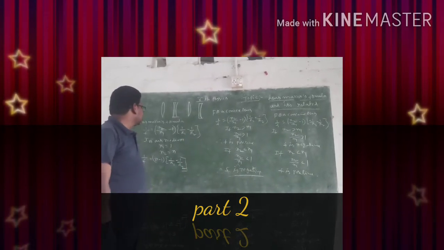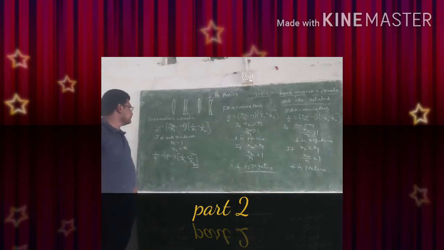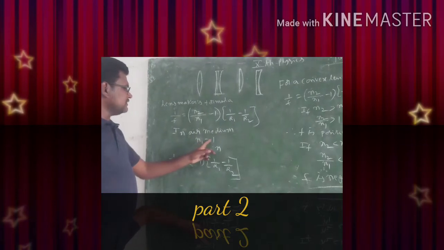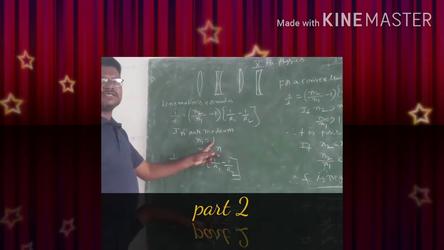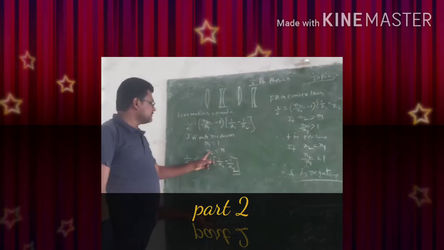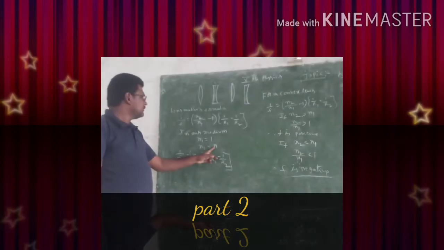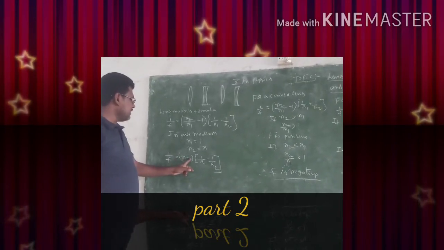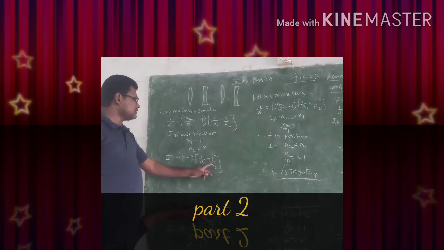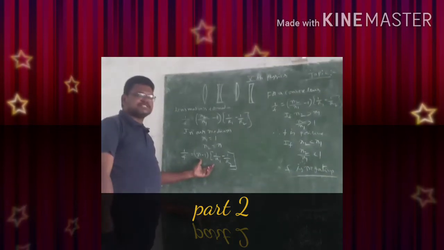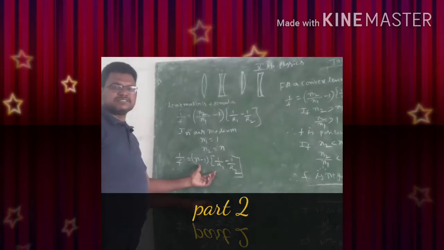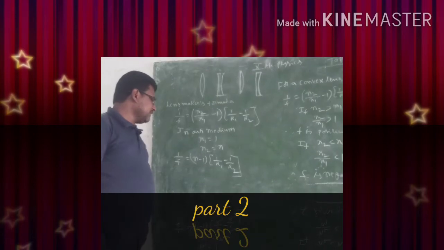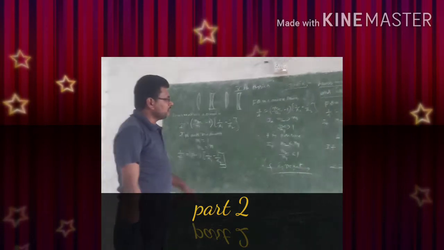Now see here, in air medium, the refractive index of air is equal to 1. Let's take the refractive index of the lens, n2, is equal to n. Then the lens maker's formula is 1 by f is equals to n minus 1, 1 by R1 minus 1 by R2. So this is the lens maker's formula when the lens is taken in an air medium: 1 by f is equals to n minus 1 into 1 by R1 minus 1 by R2.